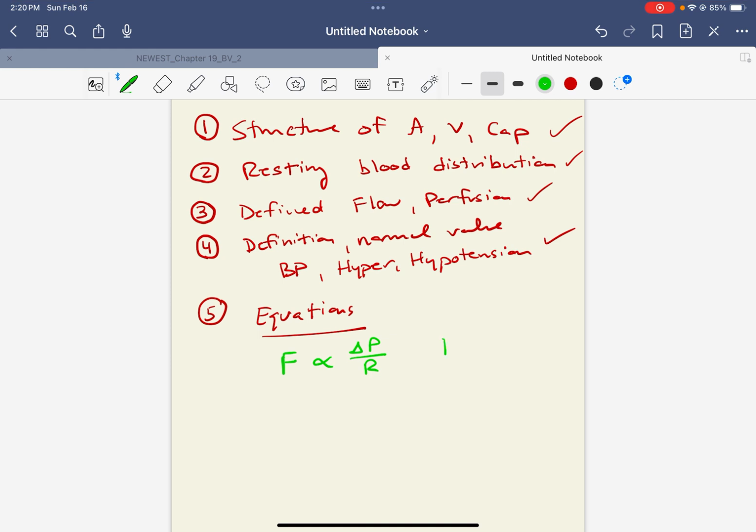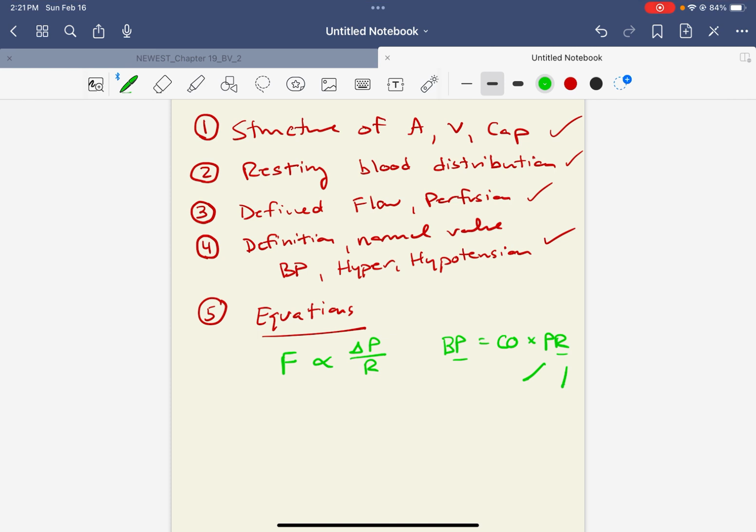Then we talked about blood pressure is equal to cardiac output times peripheral resistance. Because it's all in one line, anything on the right that changes, it's the same change to blood pressure. If cardiac output goes up, pressure goes up. If resistance goes up, pressure goes up. Then we talked a little bit more about pressure and resistance.